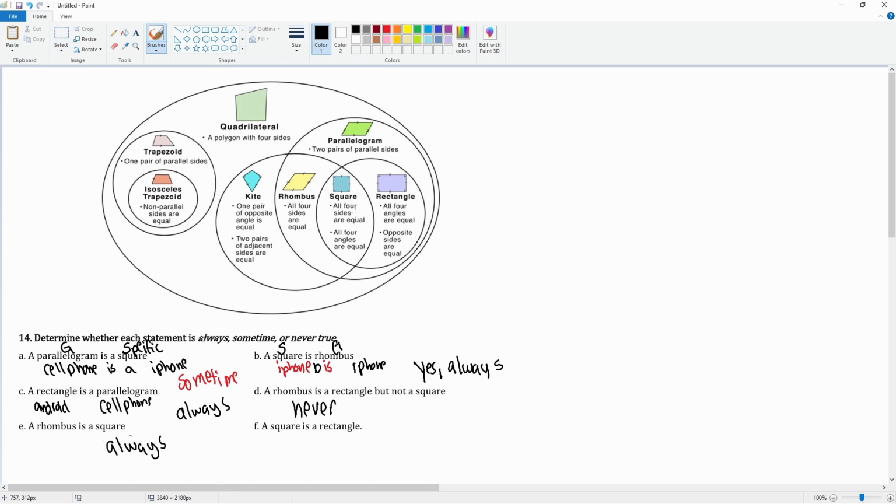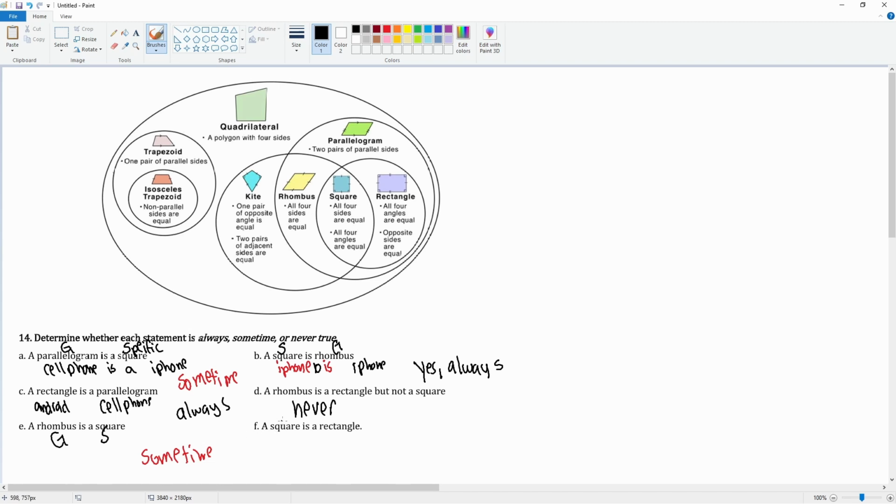A square is always, a rhombus is, no, hold on. Is a rhombus a square? Hold on, that doesn't make sense. Is it always a square? No, it's sometimes a square. Well, hold on, wait. A rhombus is the generic, right? Yes, a square is specific. So is the generic a specific? No, this is sometimes, right? It's like the first one. This is going from a generic to a specific.